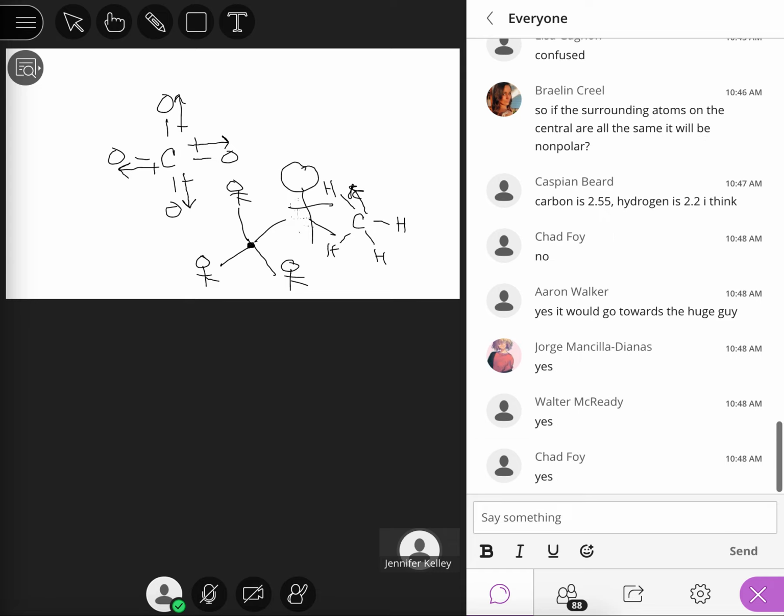Correct. It would go toward the huge guy. So since it's going in one particular direction, that's the idea of polarity: the electrons are all traveling in one direction. Not traveling in a way so that overall nothing really happens, but traveling in a way so that the electrons all go one way together.